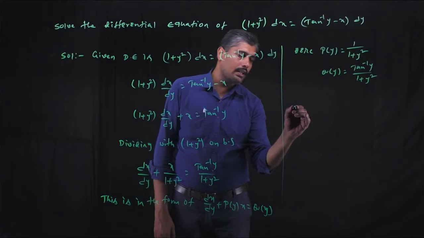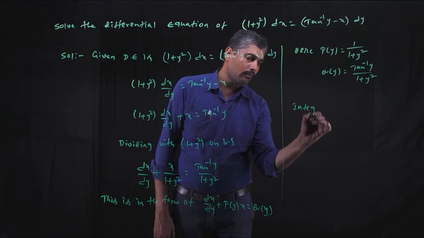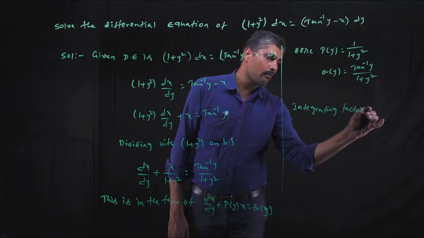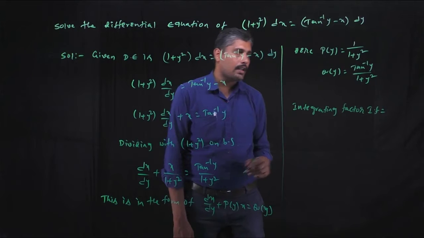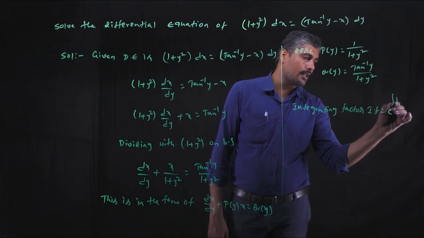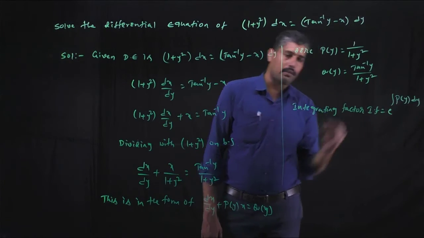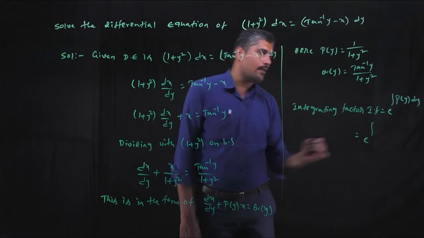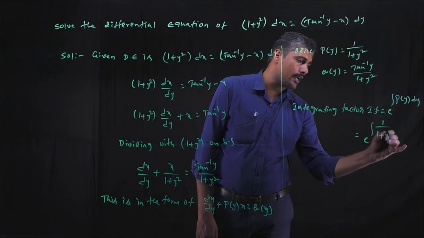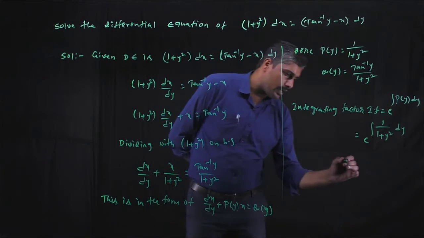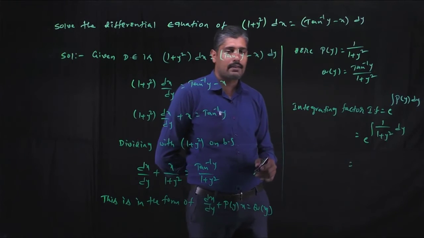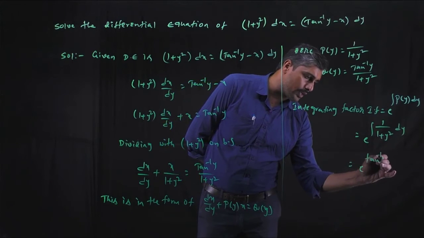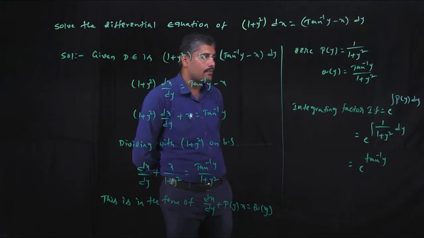First find the integrating factor. IF equals, here the functions are in y, that's why e power integral p of y into dy. That is equal to e power integral of 1 by 1 plus y square into dy. Right, we know that the integral of 1 by 1 plus x square equals tan inverse of x. Here y is there, so e power tan inverse of y.